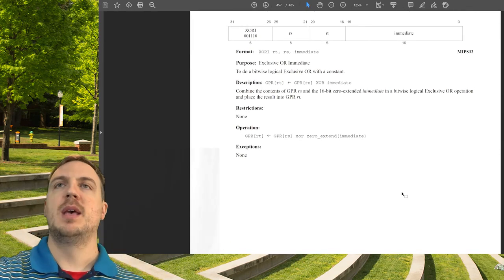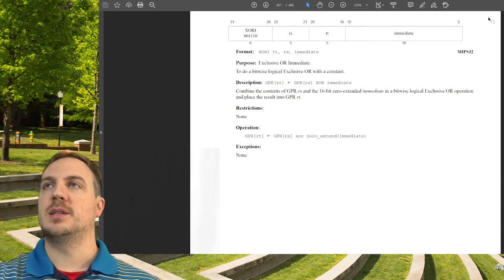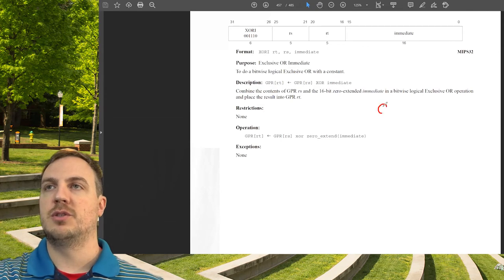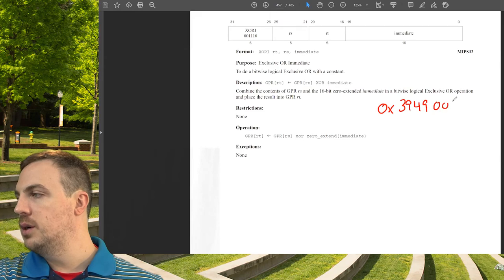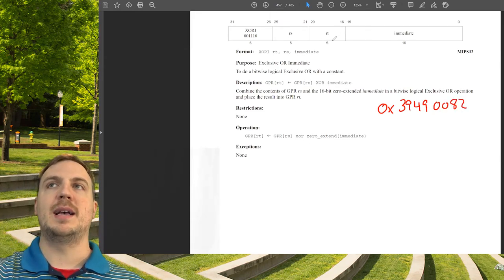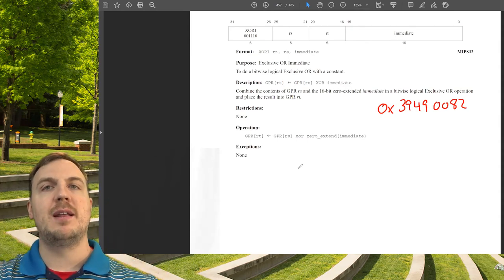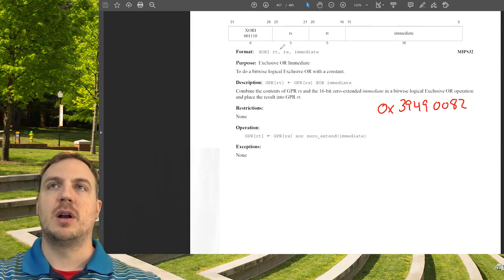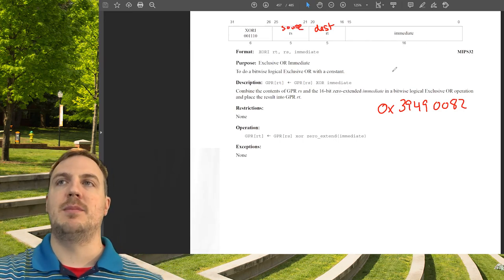We can see that the XORI instruction has the opcode 001110. Let's redraw what our instruction is, 0x39490082. I'm going to convert this into binary, so that we can get our RS, RT, and then the immediate. XORI is the XOR with an immediate value. Our destination is RT, so this is our destination. RS is the source register, so that's our source. And then this is the immediate. Notice that it's a 16-bit immediate.